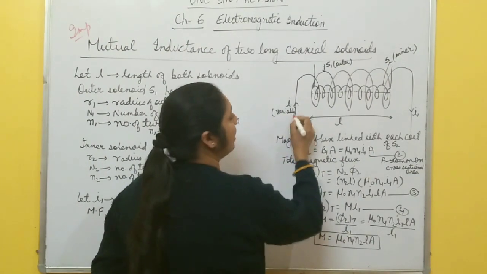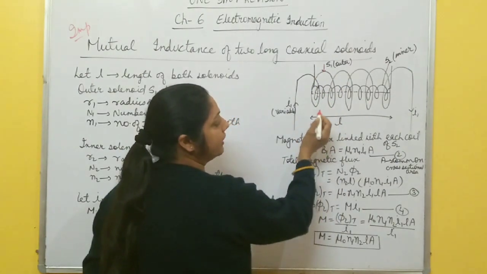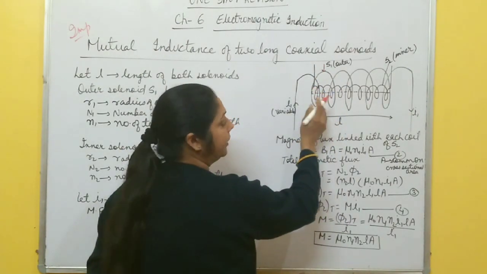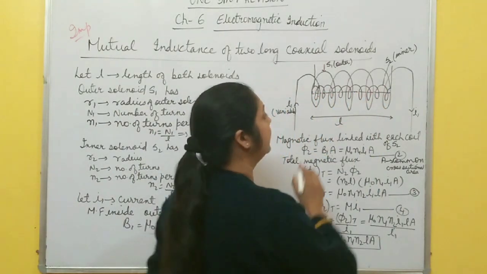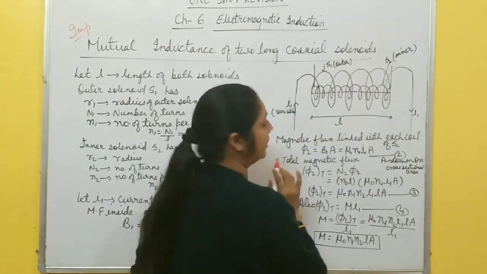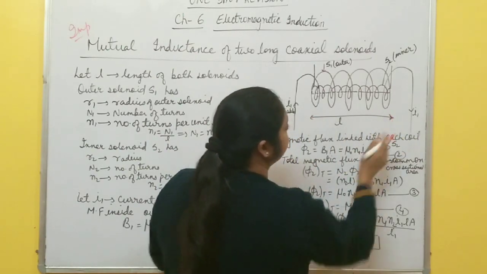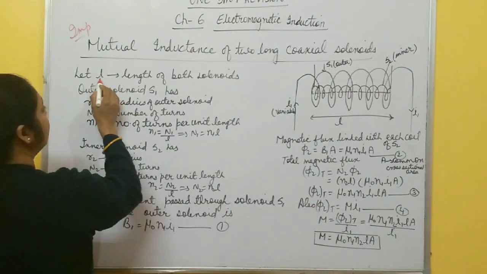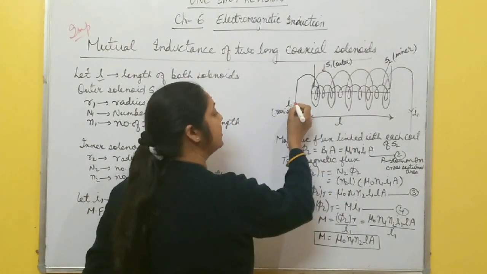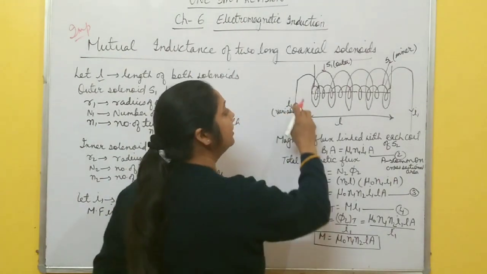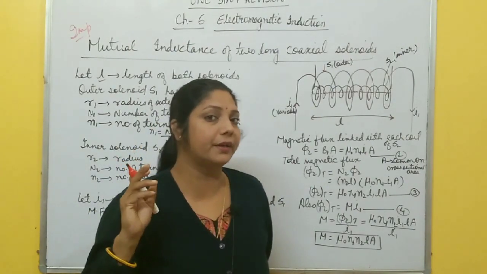Suppose there is one outer solenoid S1, and there is another inner solenoid, and both solenoids have the same axis. This one is the common axis of both solenoids, outer solenoid S1, inner solenoid S2, right? And also suppose that L is the length of each solenoid. Both solenoids have the same length, so L is the length of both solenoids, right? Now, suppose I1 current passes through the outer solenoid. Now, what happens when current passes through the solenoid?